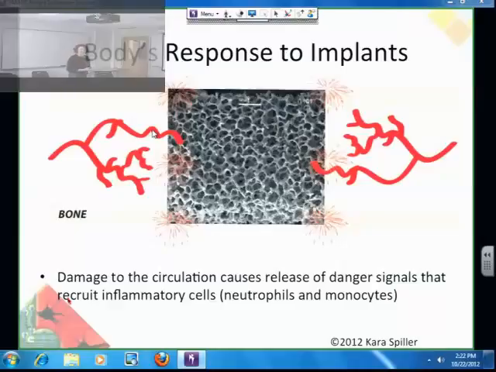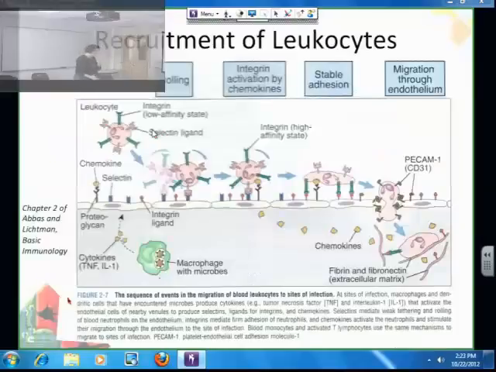The cells that are there release what are called danger signals and alarmins. They release them, it goes into the circulation and recruits other cells, such as more inflammatory cells and also stem cells that home to the site of injury based on concentration gradients of those cytokines. But the first cells that come into play are neutrophils and monocytes, and they come within hours of an injury. So how does that work?